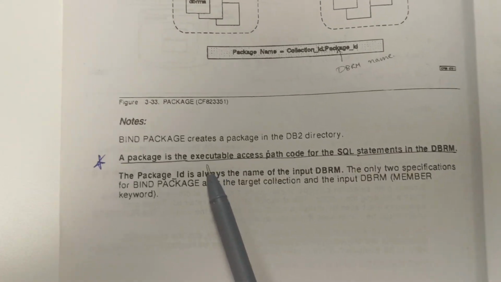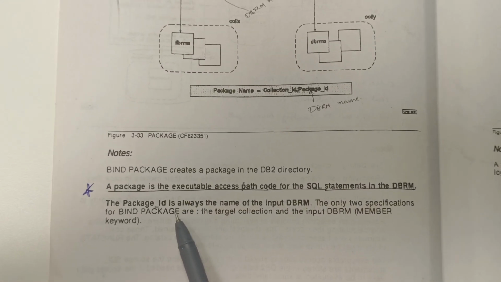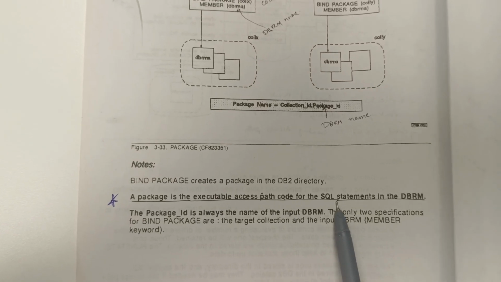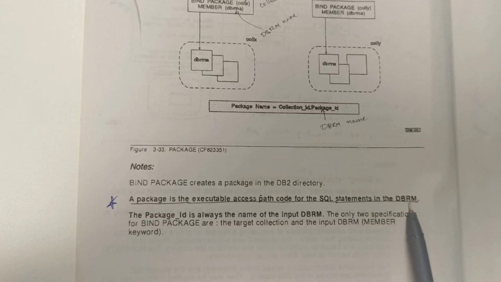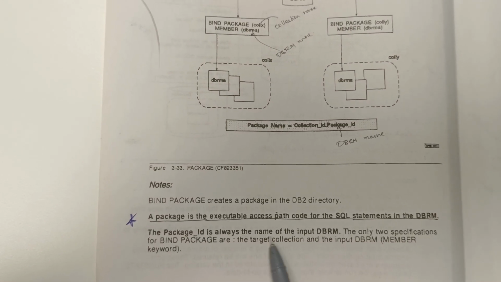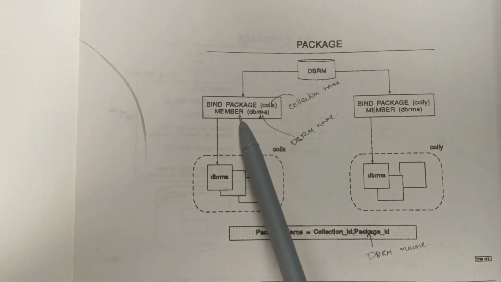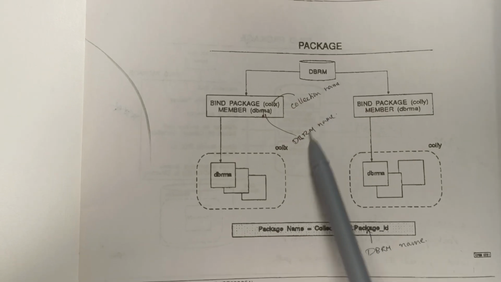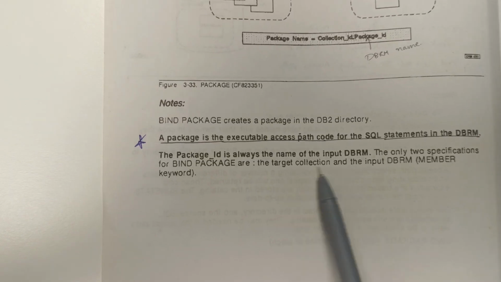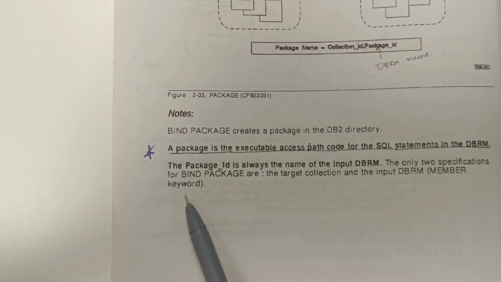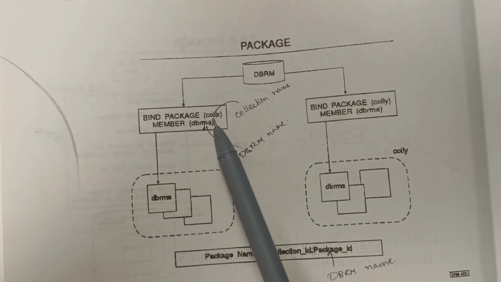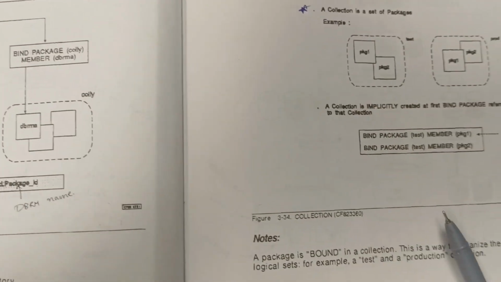In most interviews they will ask what a package is. The package is the executable access path code for the SQL statements in the DBRM. The package ID will always be the name of the input DBRM. The only two specifications required for bind package are the target collection and the input DBRM member keyword, that is, the DBRM you are going to bind into packages.